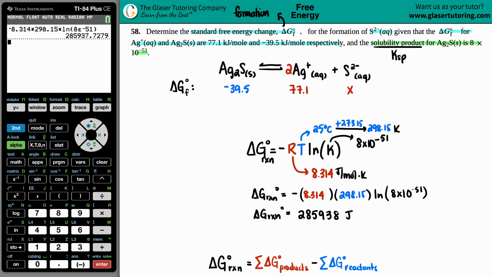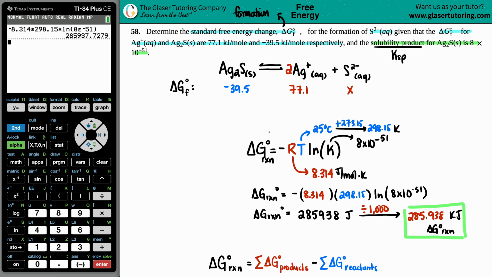Joules per mole, or just joules, because the R value said only joules. However, these values were in kilojoules. So before I go into my next formula, maybe I should just convert to kilojoules. Easy enough, right? Joules to kilojoules, I just divide by 1,000. Or I could take the decimal, move it over to the left 3 spots. So I have 285.938 kilojoules. And that's now my new delta G reaction value.